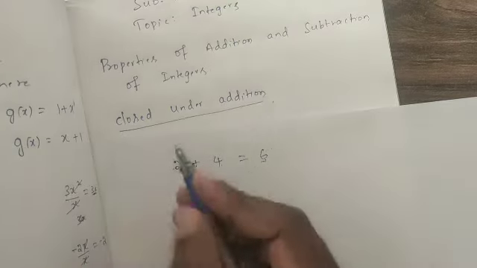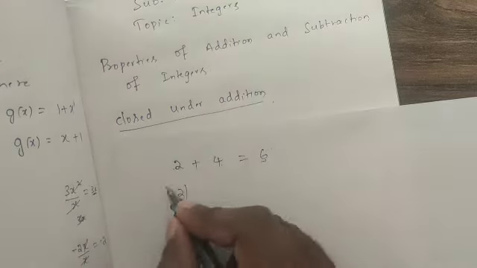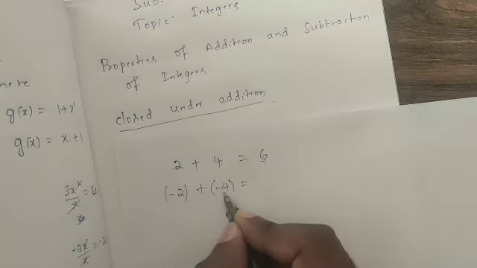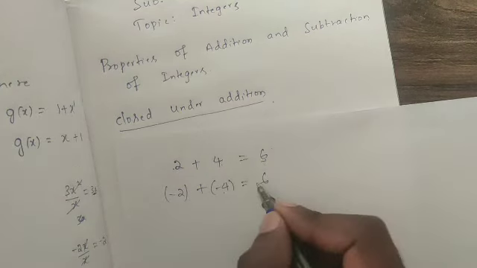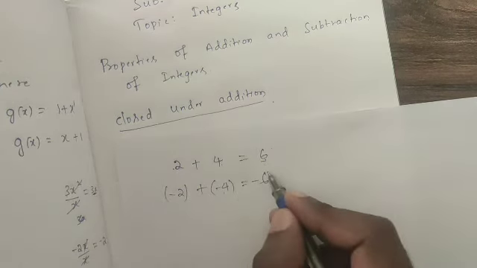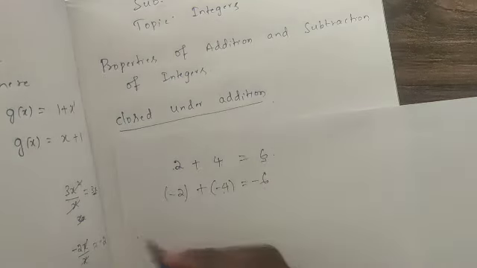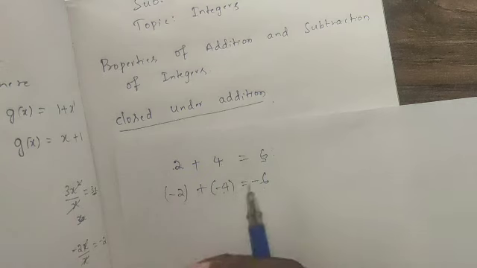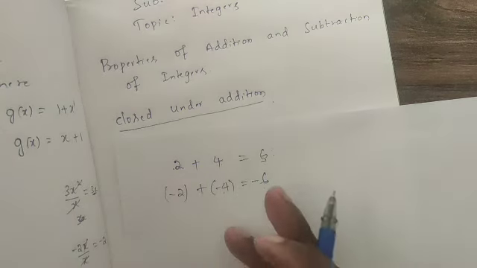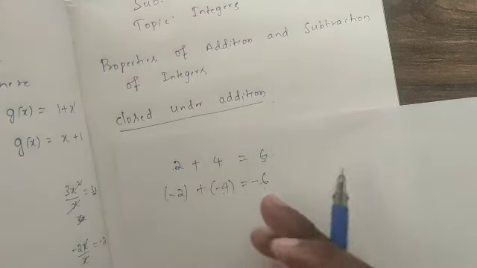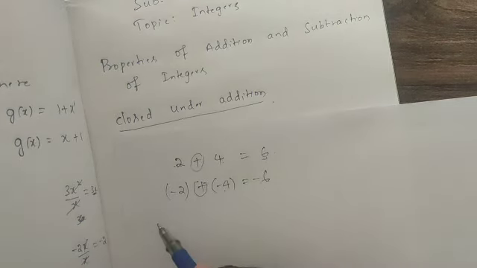You take any two integers. I'll take both negative integers. Both are negative, so we add the values to get 6, and the sign will be negative. Observe that minus 6 is also an integer. The result is an integer here, and here also the result is an integer. You take any integers, whether positive integers, negative integers, a combination of positive and negative integers, or a combination with 0. You take any two integers. If you add them, then the result is also an integer.